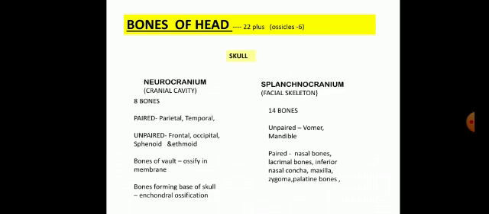The bones that form the cranial cavity are called the neurocranium. Totally 8 bones contribute to it. Of the 8, the paired bones are parietal and temporal. The unpaired bones are frontal, occipital, sphenoid and ethmoid. The bones that form the vault of the skull, that is the top part of the skull, ossify in membrane, and the bones that form the base of the skull ossify from cartilage.